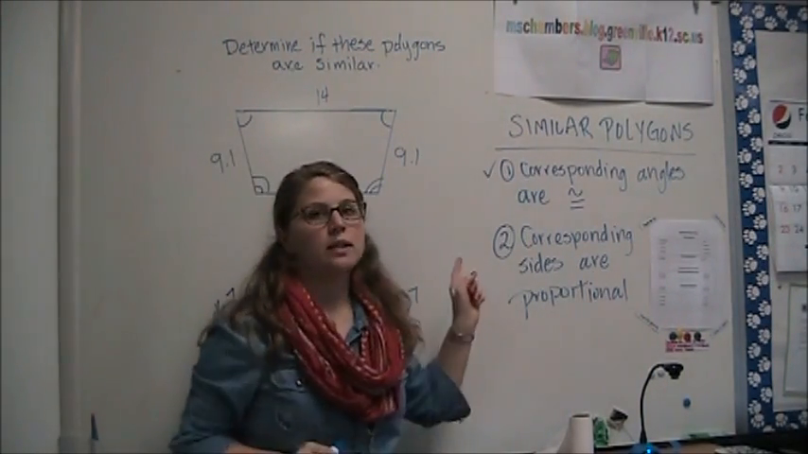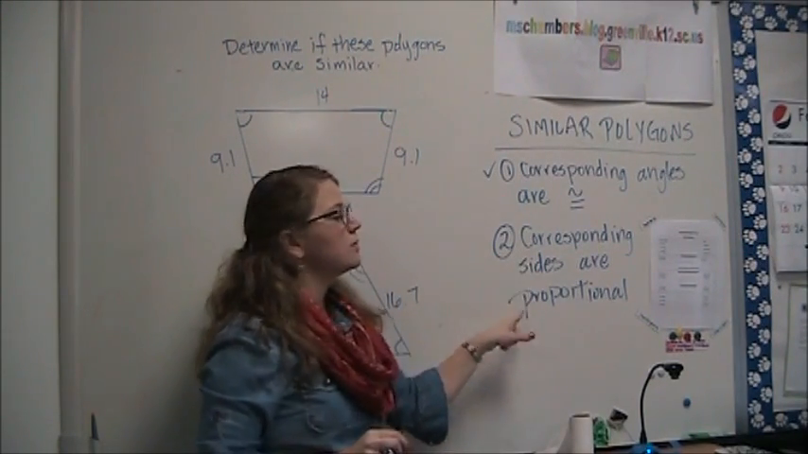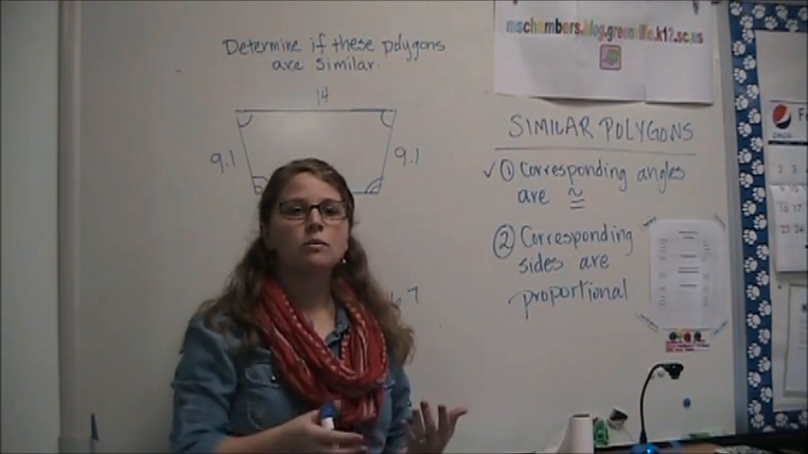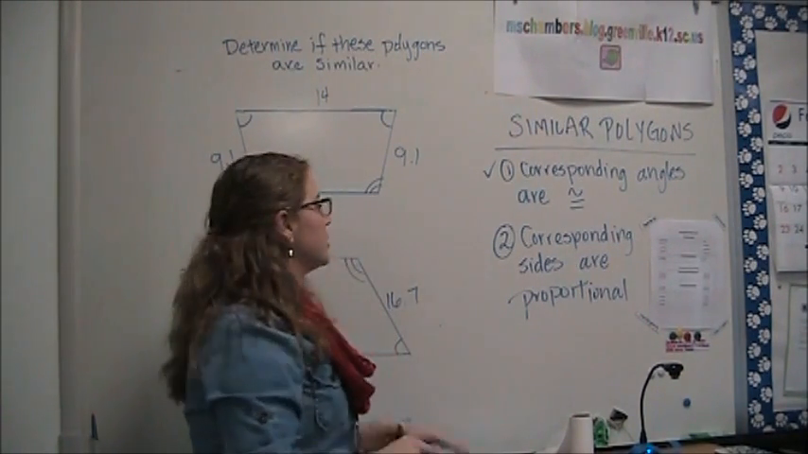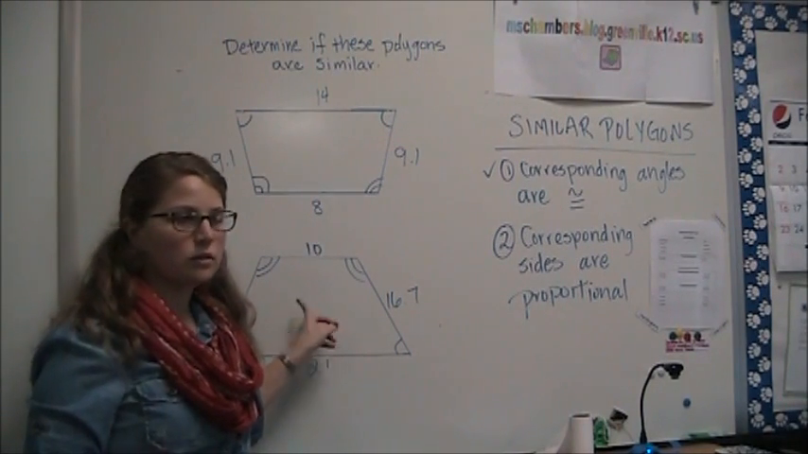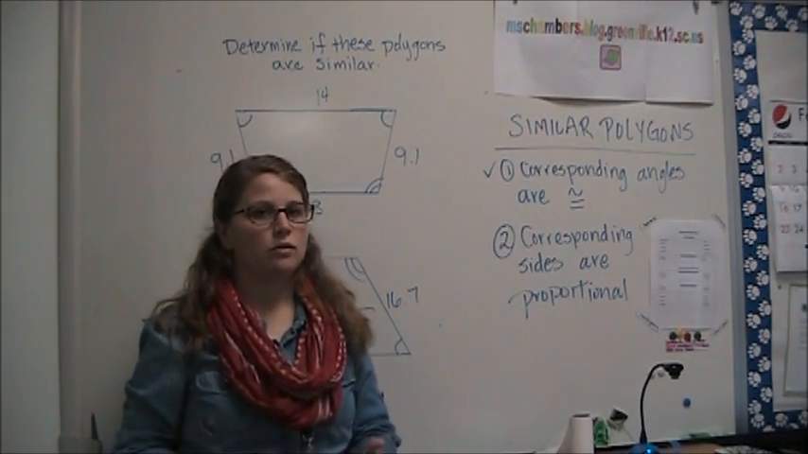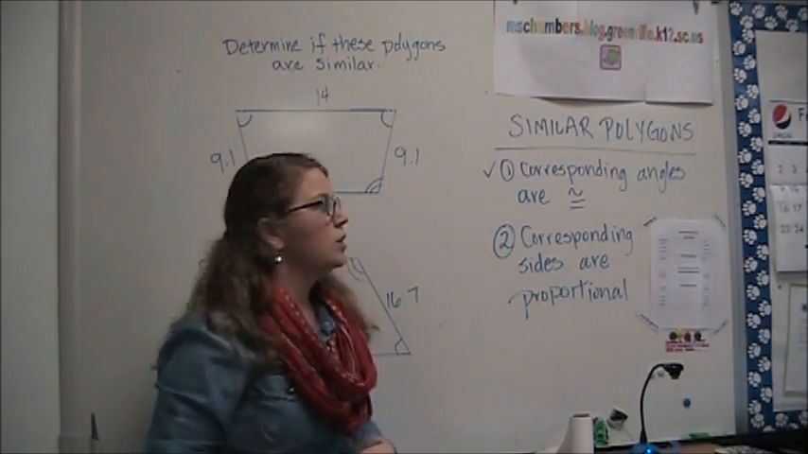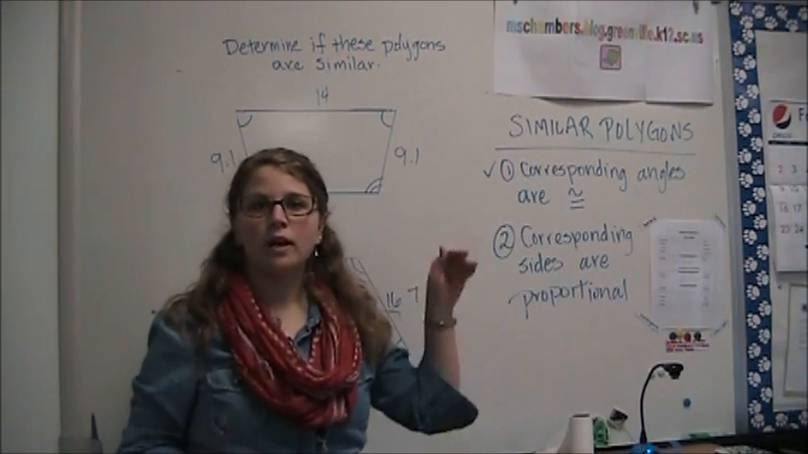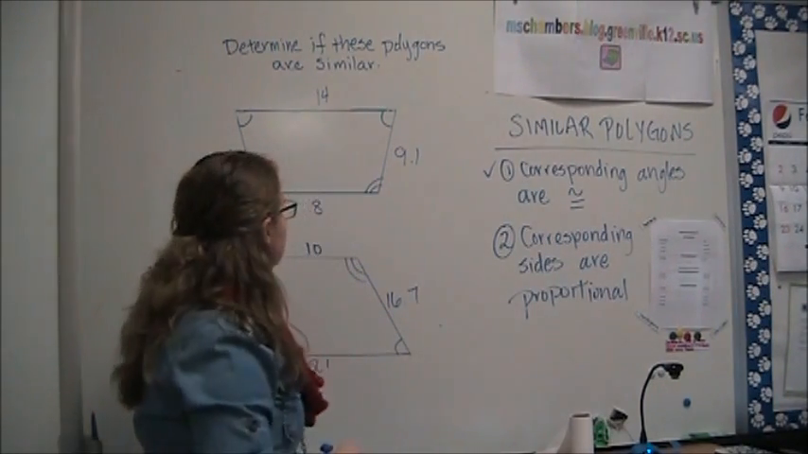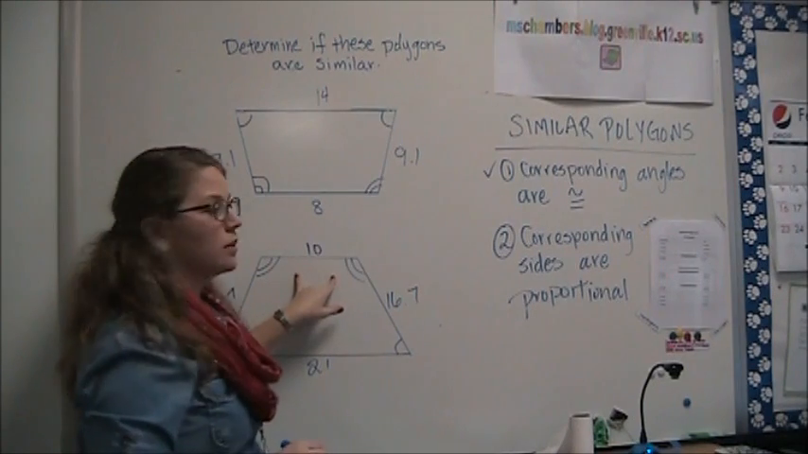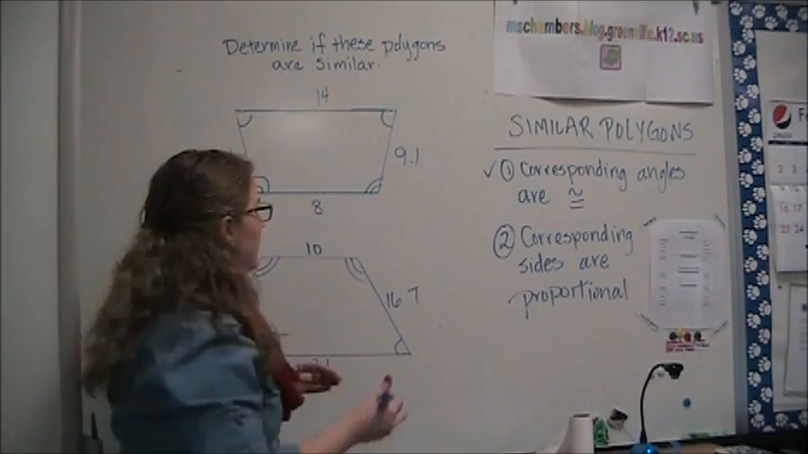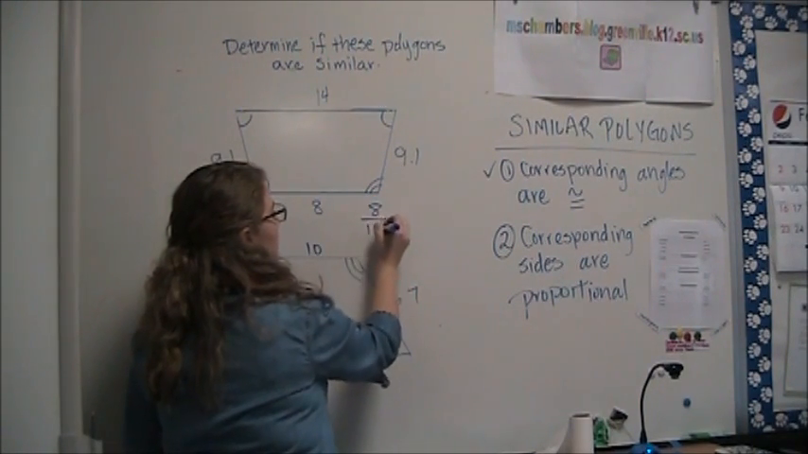The second part, the one that's more involved, is checking to see if corresponding sides are proportional. So a proportion is just a statement that two or more ratios are equal. So the way I check to see if these sides are proportional is I create ratios using corresponding sides and check to see if they are equal. So I'm going to go through and set up my ratios using my corresponding sides. The two sides that connect the two angles with two arcs are 8 and 10, so they are corresponding, and I'll create my first ratio using those.